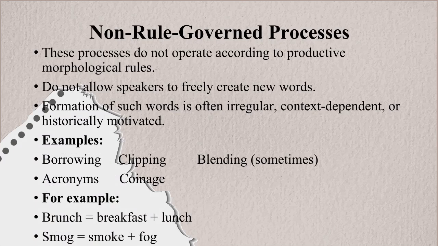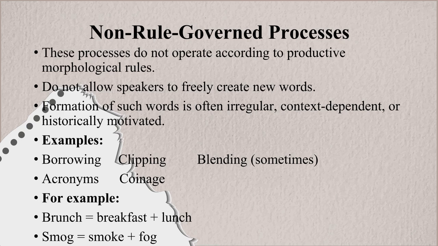Next is non-rule-governed processes. These morphological processes do not follow fixed, regular, or fully predictable rules for word formation. Unlike rule-governed processes, these do not allow speakers to freely create new words using a consistent pattern. Instead, the formation of such words is often irregular, context-dependent, or historically motivated. Examples include borrowing, clipping, blending, in some cases acronyms, and coinage.